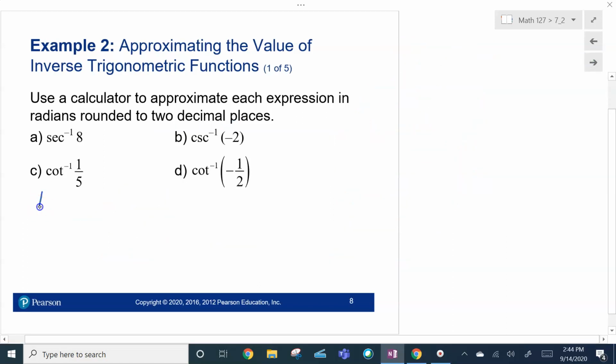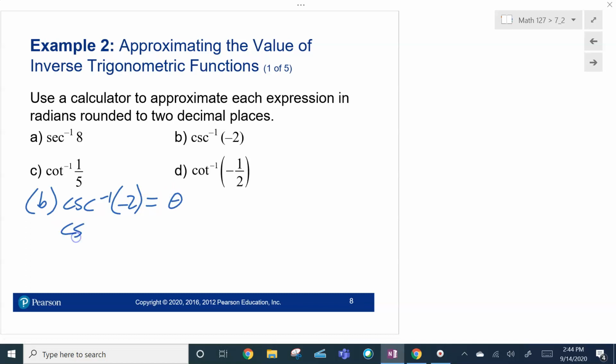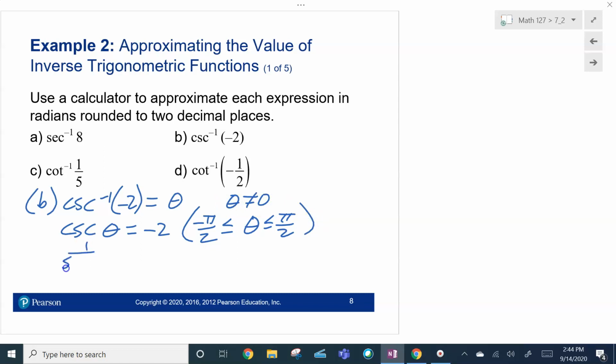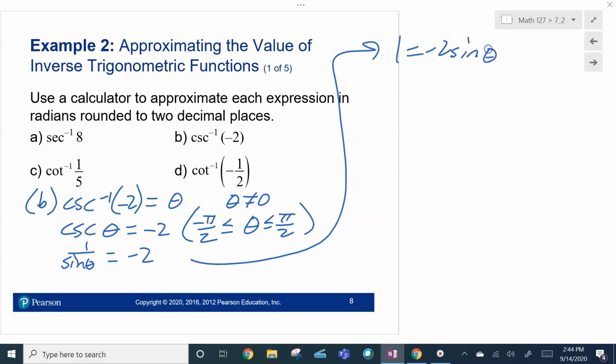Arc cosecant of negative 2. Set equal to theta. The cosecant of theta then must be negative 2, where our theta is between negative pi halves and pi halves, and theta cannot be 0 either. So the cosecant is 1 over the sine. So 1 over sine theta is negative 2, which means 1 equals negative 2 sine theta.